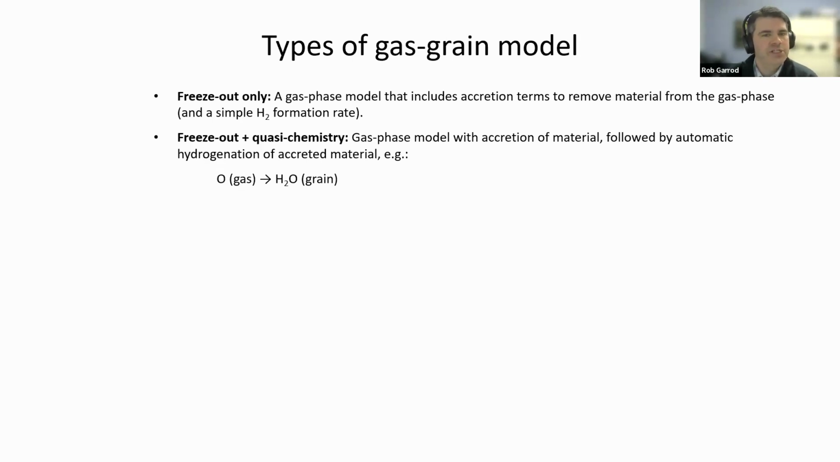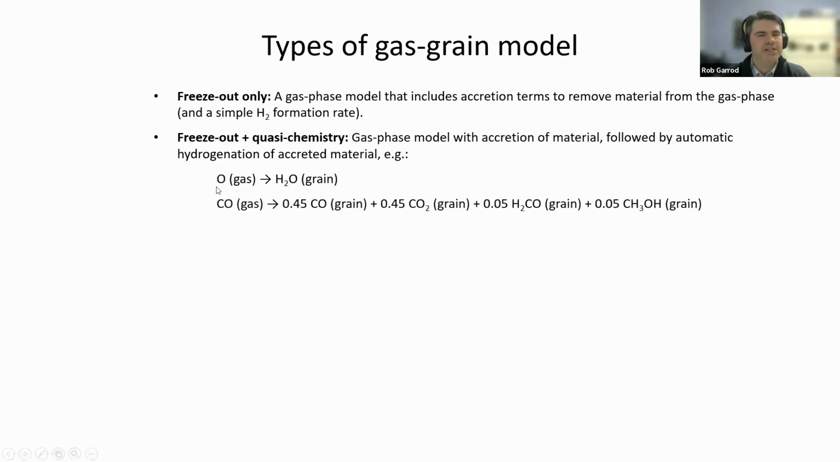So in your model, you might just say every time an oxygen atom sticks to the grain, let's call it water on the grain. You could do something similar for CO, for example, but we know CO will form different products. Sometimes it will stay as CO, sometimes it will form CO2, some of it will form formaldehyde, some will form methanol. Okay, so in a simple model, you might just make an assumption, an empirical decision as to what the form of that stuff might be, based on observations.